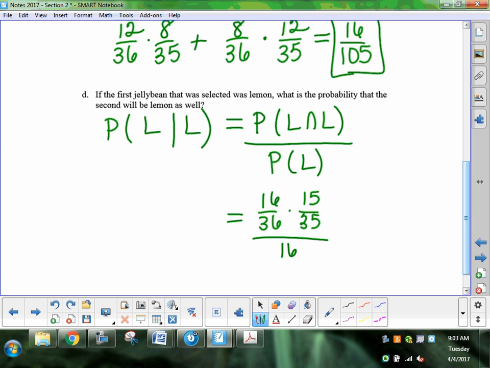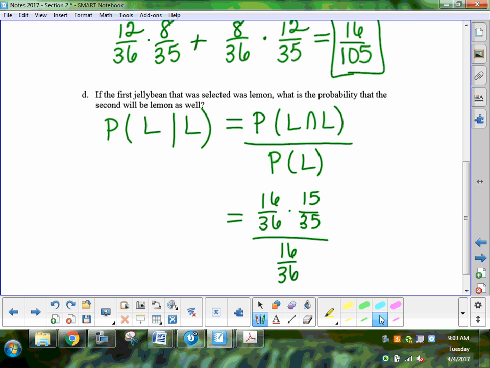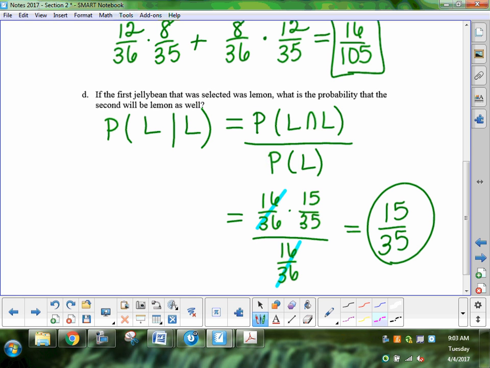Now, Tommy, what do you see in here that means you don't need to go to the calculator? And what's going to reduce out from numerator to denominator? Which is going to leave you with? Does that confirm what you might have hypothesized it was going to be initially? Look back up at the chart. What's the probability of getting a lemon given you already got one? Didn't we label that as 15 out of 35 initially?